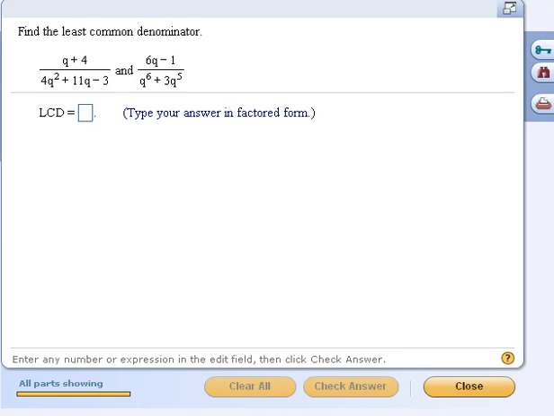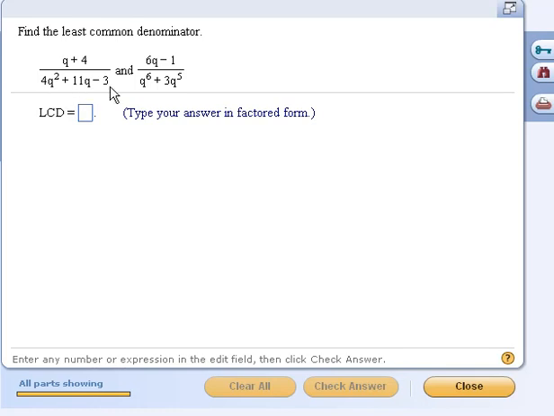Alright, here we have a question that was submitted by a student. So we have to find the least common denominator between these two. In order to find the least common denominator, we need to see it as its factors. So we're going to have to fully factor both of these denominators first.